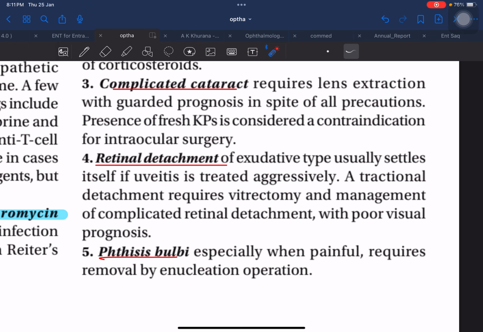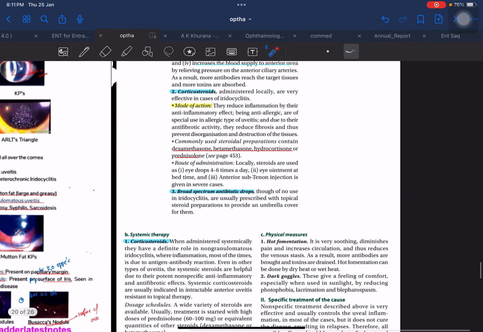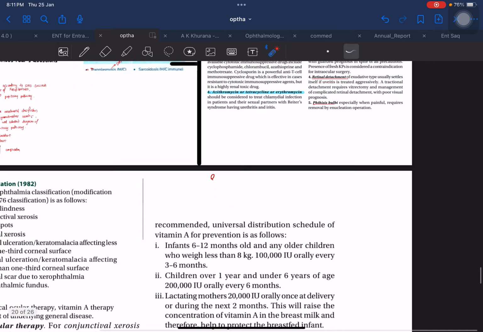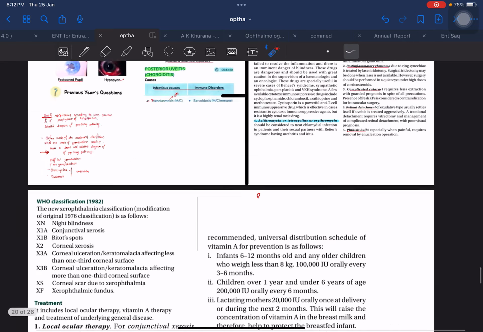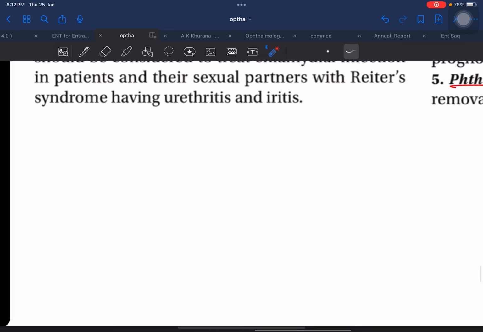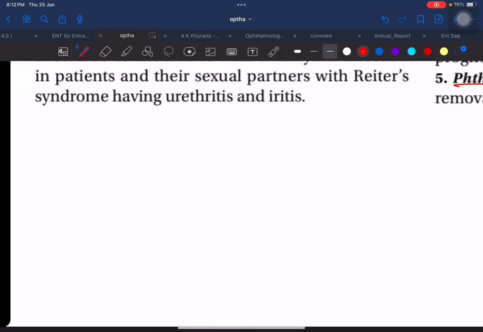So we talked about the different management, what investigations should be done, and how the treatment is done. Now last but not the least, we can talk about the complications of uveitis. We already mentioned some of the complications when talking about treatment of complications. So the first one is our complicated cataract.